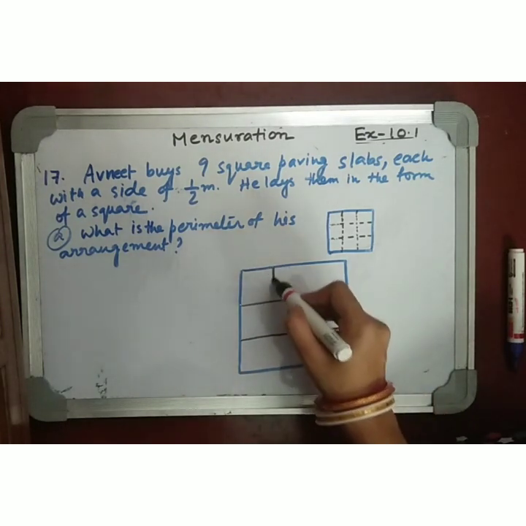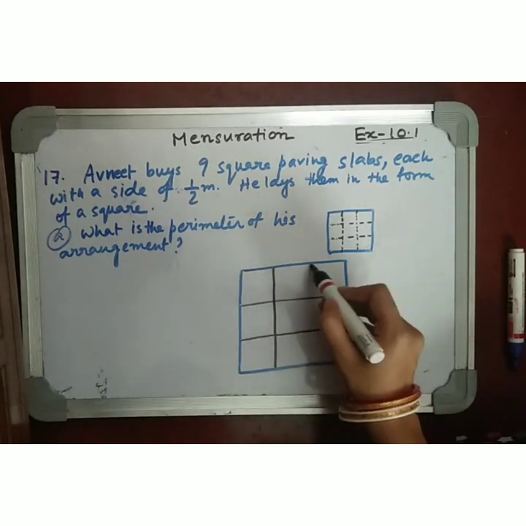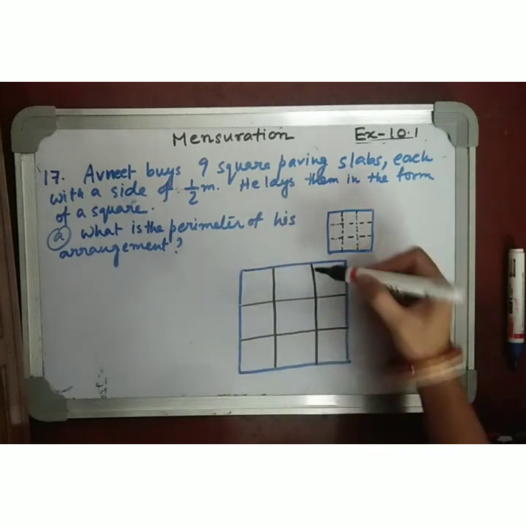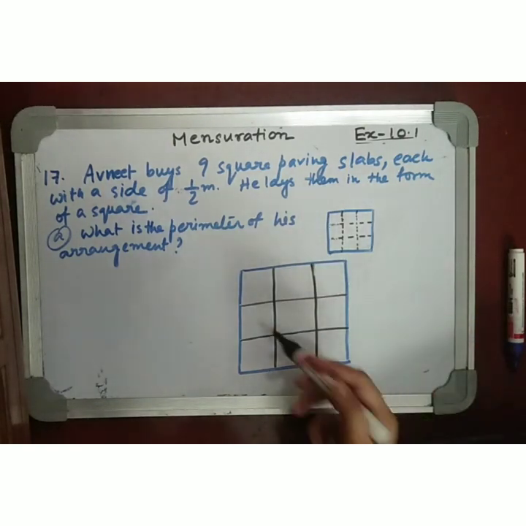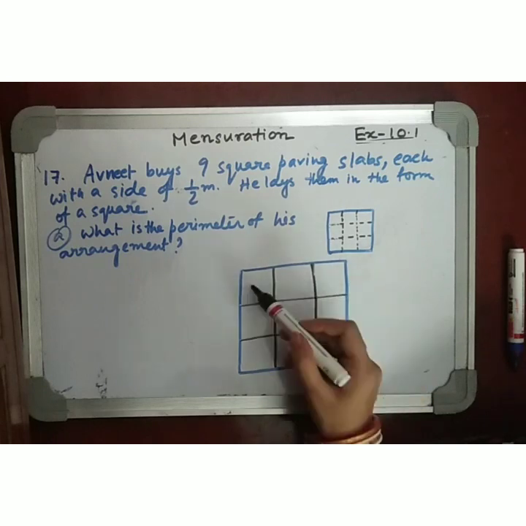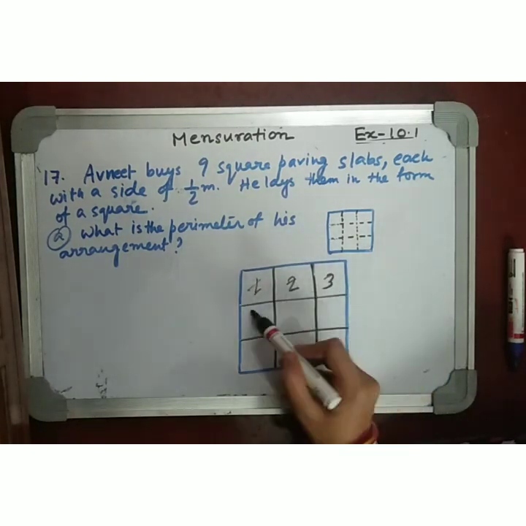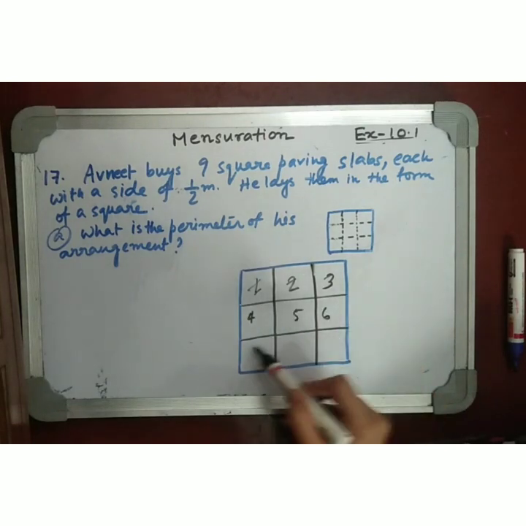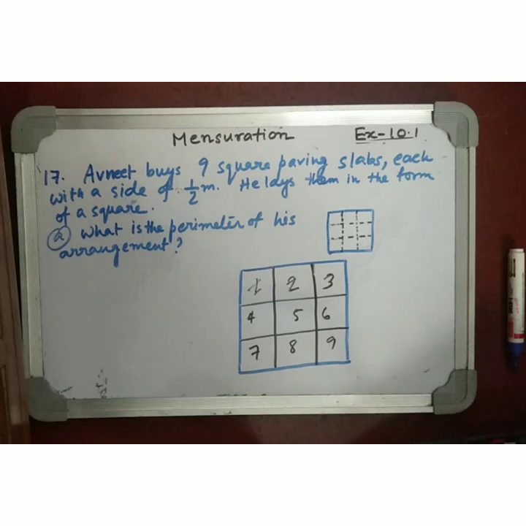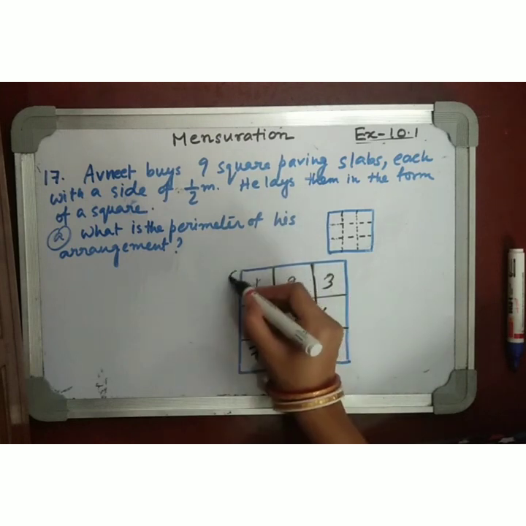And these are the 9 slabs which are square in shape. 1, 2, 3, 4, 5, 6, 7, 8 and 9. So these are the 9 square paving slabs, each with a side of half meter. So it means each of its sides was half meter.